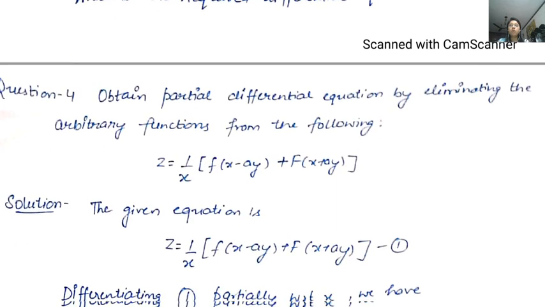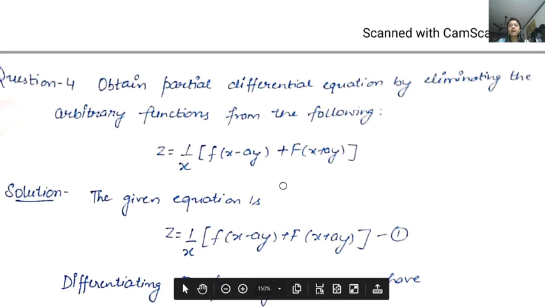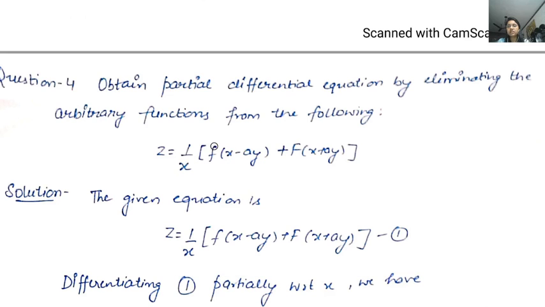Next question. Obtain the partial differential equation by eliminating the arbitrary functions from the following. Here we have two arbitrary functions denoted by small f and capital F.